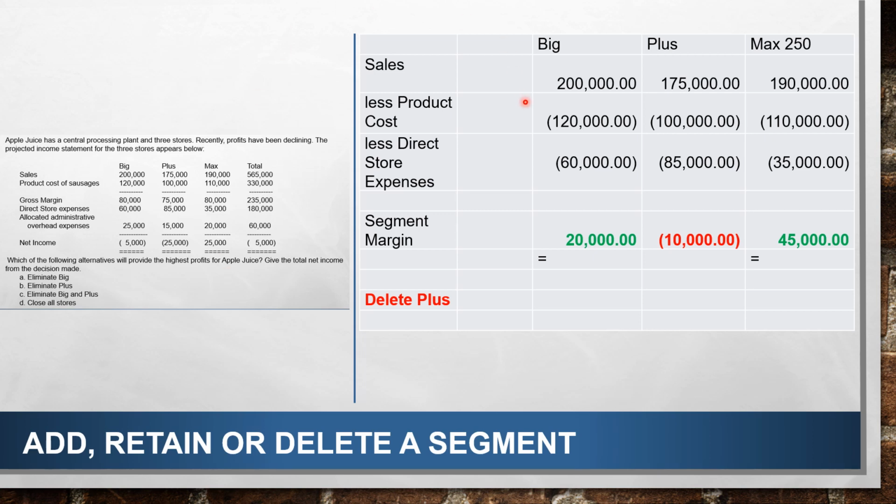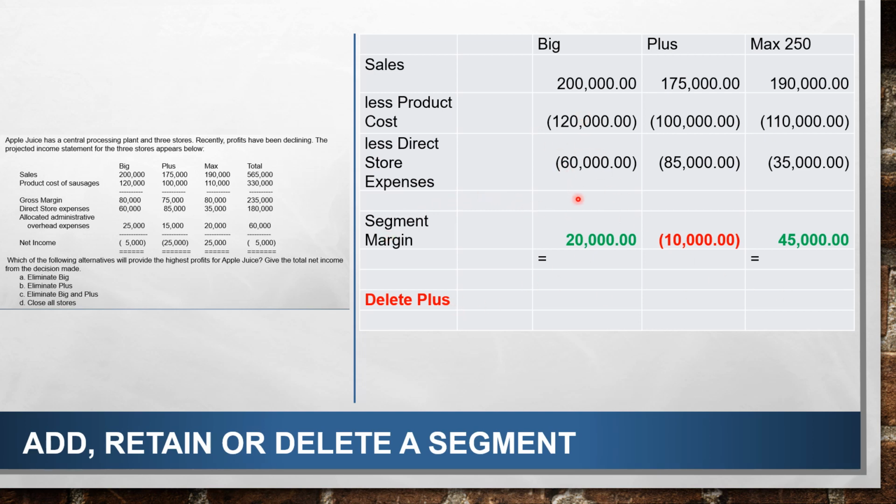Okay, so we have here for Big, we have sales, right? 200, 175, 190 for Max. So we deduct the product cost and the direct store expenses. So sales less the product cost will actually give us the contribution margin. So if we deduct the avoidable or the traceable fixed costs, we will get the segment margin.